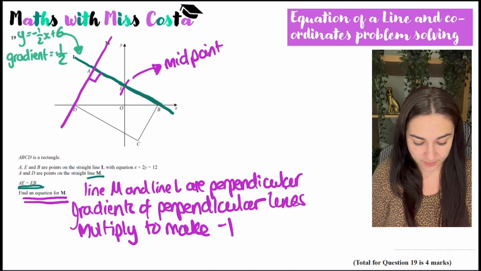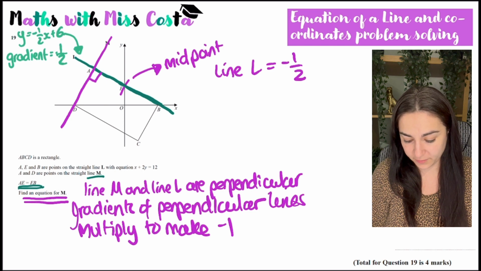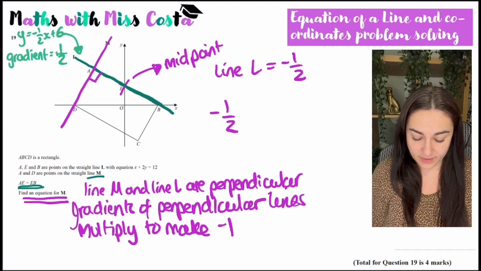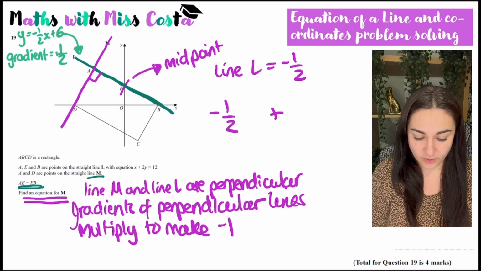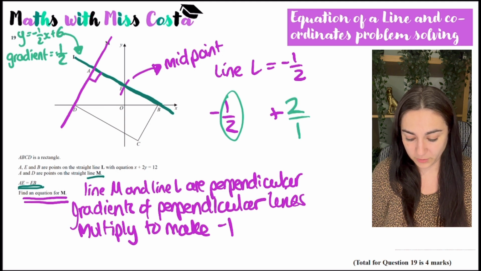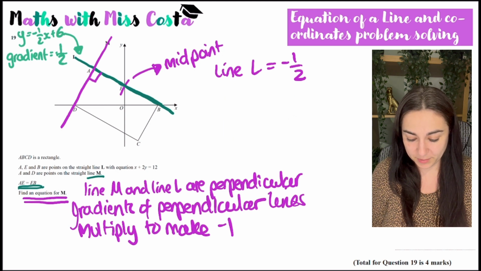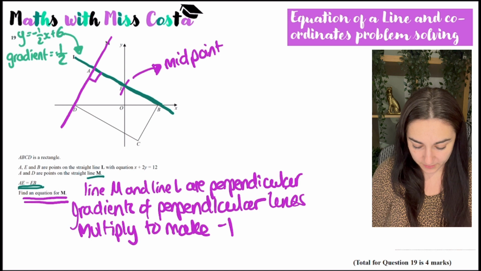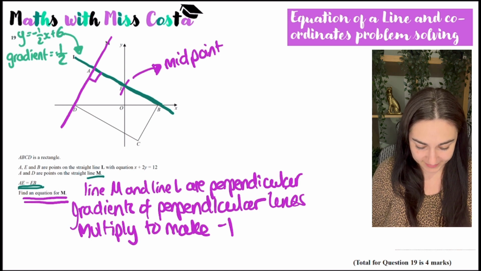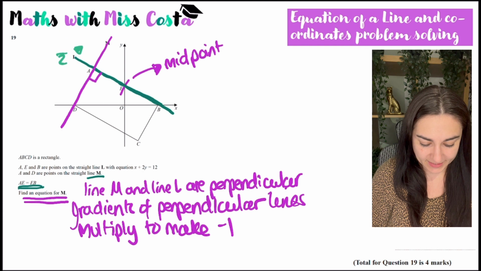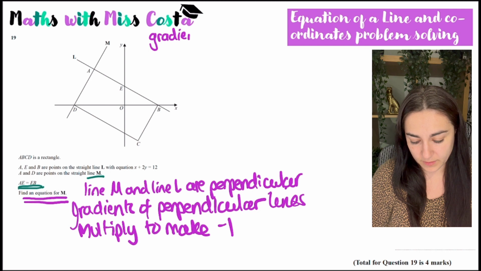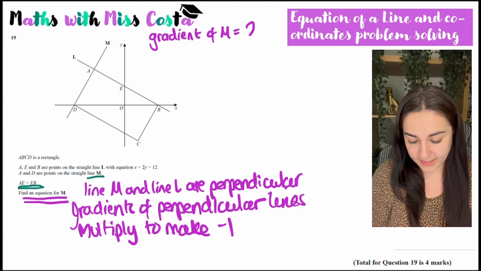So I know that the gradient of line L is -1/2. So what is the negative reciprocal of -1/2? I know that it's going to be positive, and I just flip this fraction around. So it'd be +2 over 1, which would simplify to just 2. So I know that the gradient, where can I write this? I'll just write it here because we don't need this anymore. The gradient of line M, which I'm trying to find, is 2.